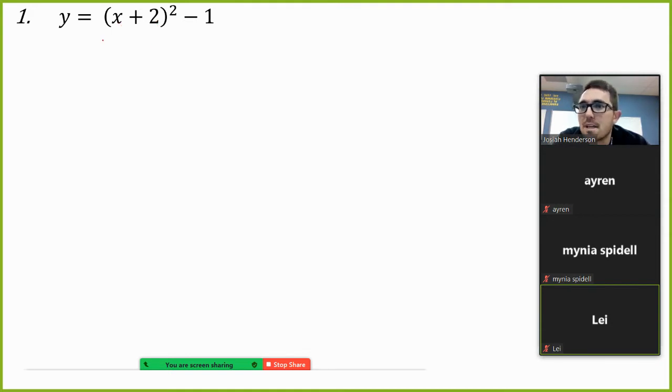Now, this is in vertex form. We have x plus 2 squared minus 1. Can anyone tell me what they think the vertex might be based on what we're seeing in this equation? Any ideas? What's the vertex? Does anyone remember or have a thought about how we can find it?